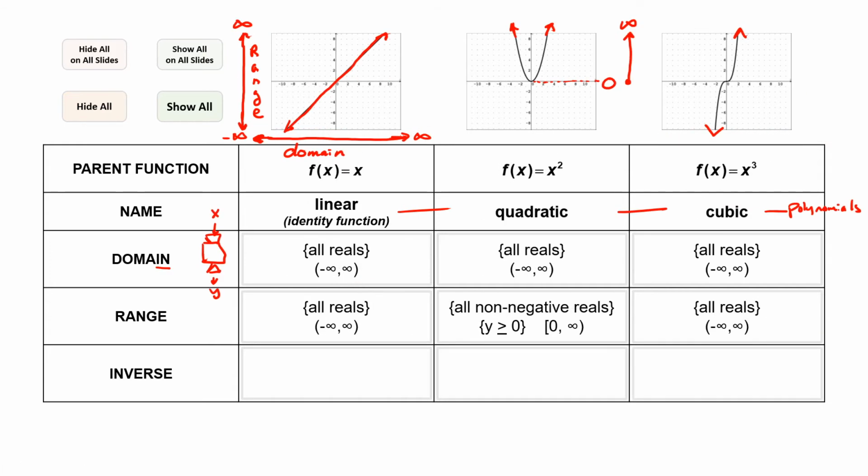Let's return back to our first three parent functions and find their inverses. If we have f of x, remember that's just function notation, a way of saying y equals x. To do an inverse, all the y's must become x, all the x's must become y. Now we need to solve for y to get our inverse. This is one of those cases where our parent function is its own inverse. F inverse of x equals x.